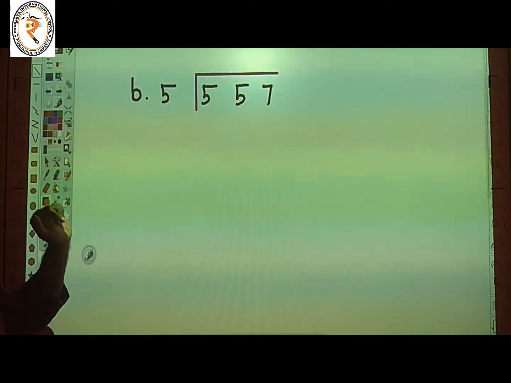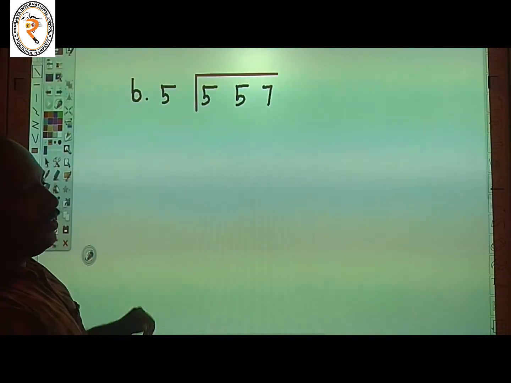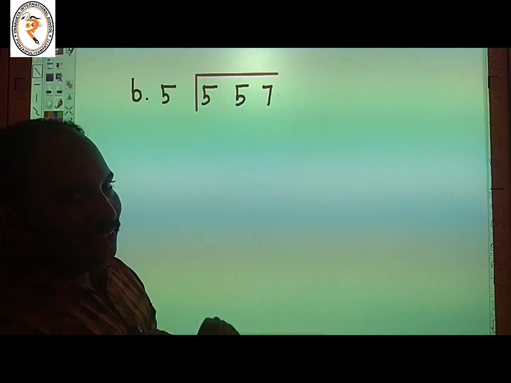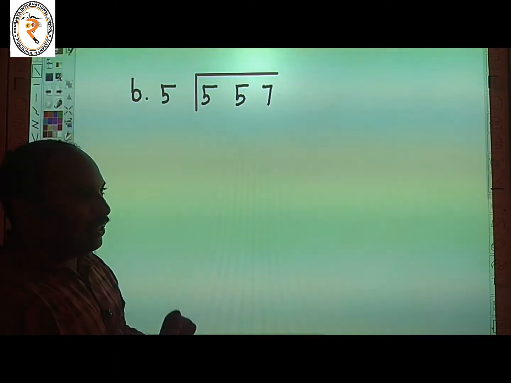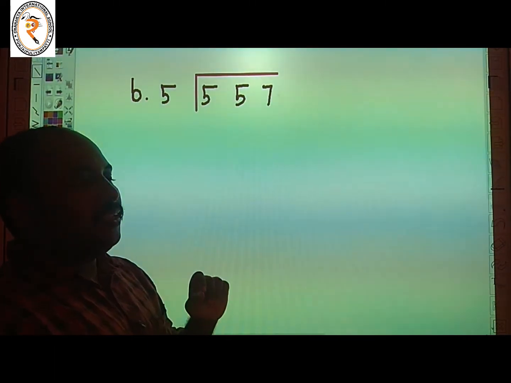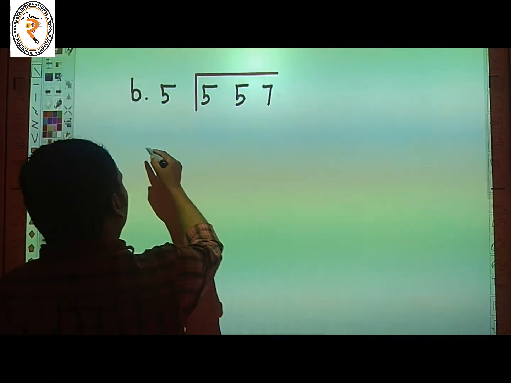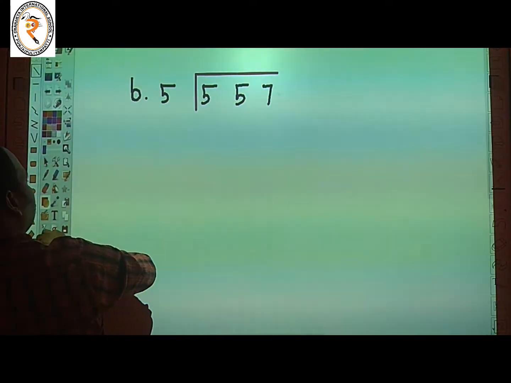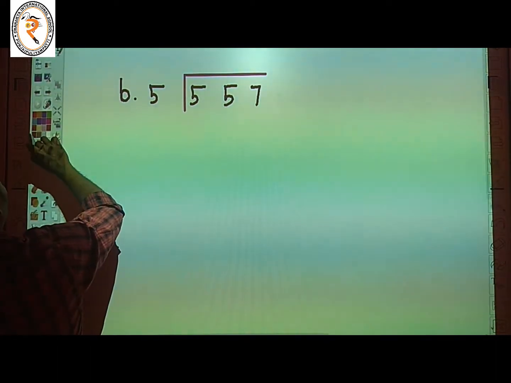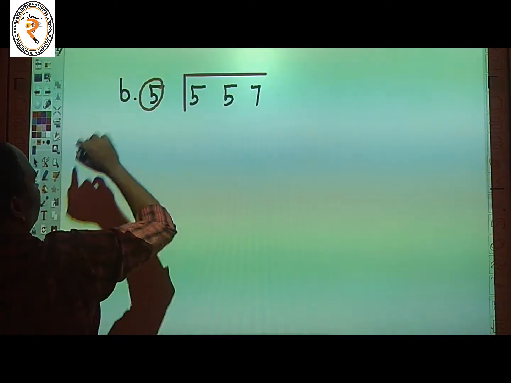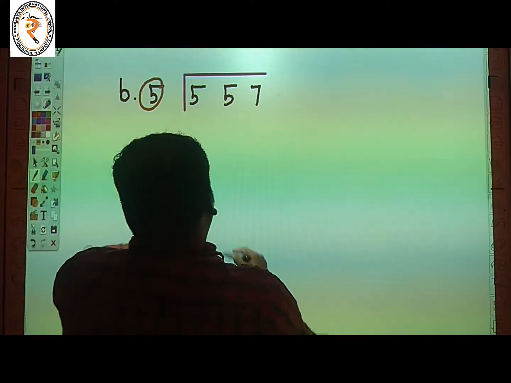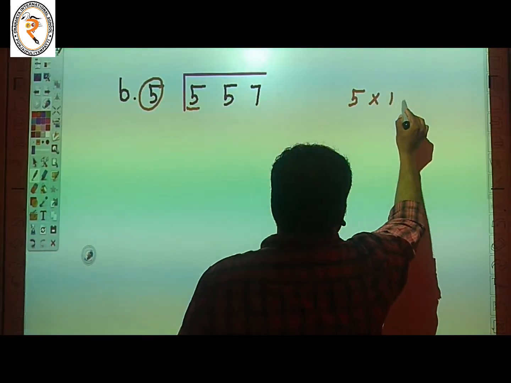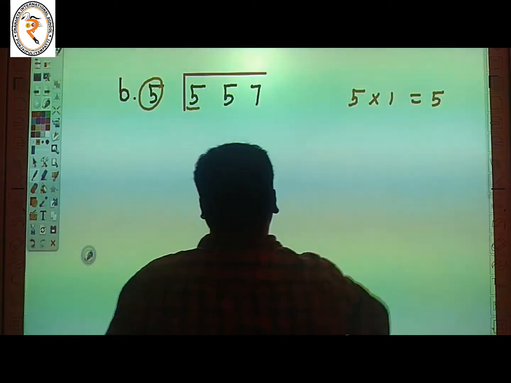Next one, B part, 557 divided by 5. 557 is the dividend and 5 is the divisor. In this part you want to divide and find the quotient and remainder. 5 divided by 5. Our divisor is 5. First we take the hundreds place. 5 divided by 5. 5 into 1 is equal to 5.